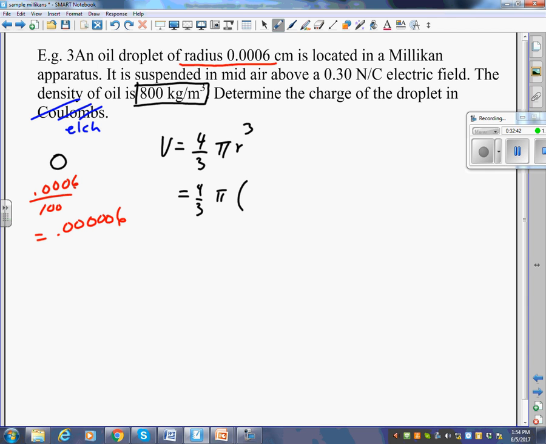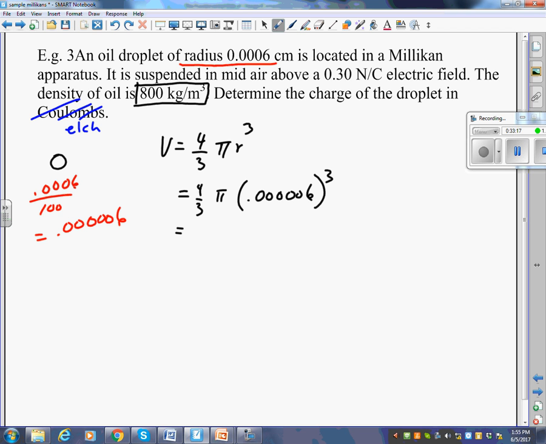So we're going to take that number, put it in here, 0.000006, and you have to cube it. Pi is just pi. 3.14 is an approximation. You should use the pi button on your calculator. If you have a scientific calculator, you'll have one. Yep, meters. You've got to go from centimeters to meters.